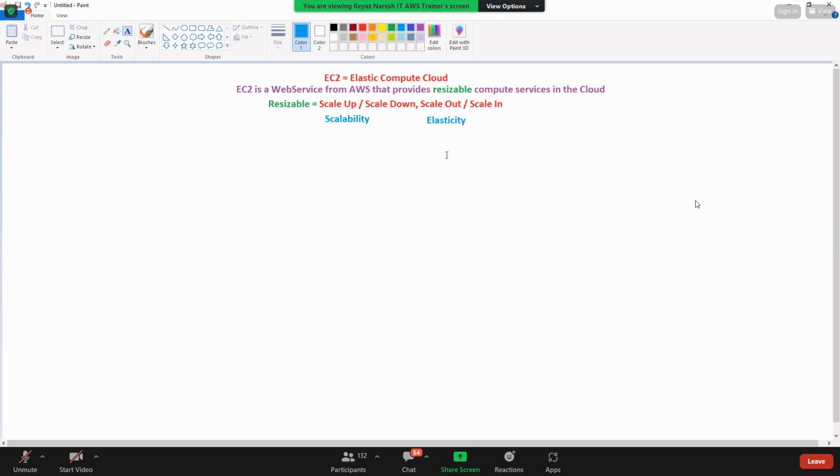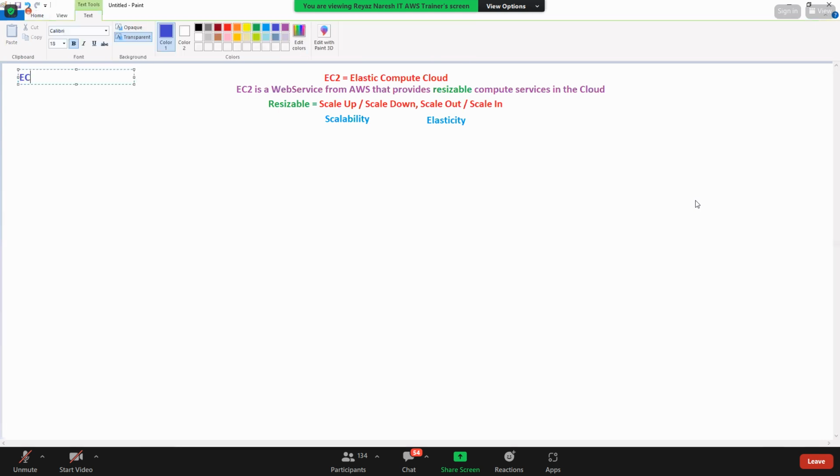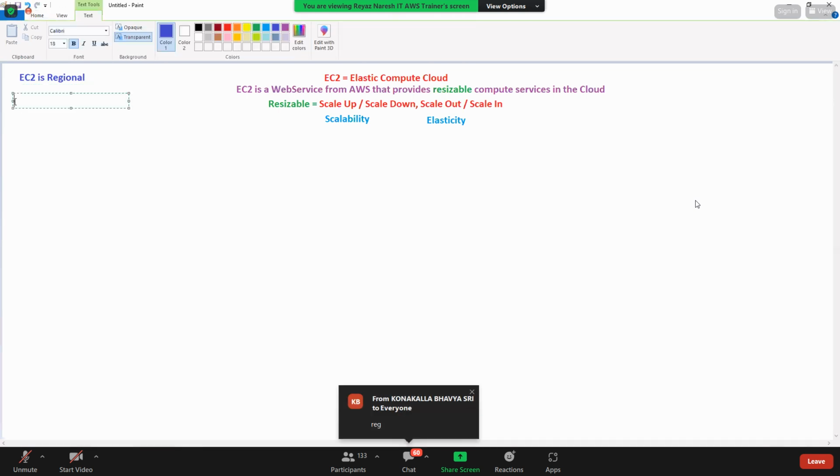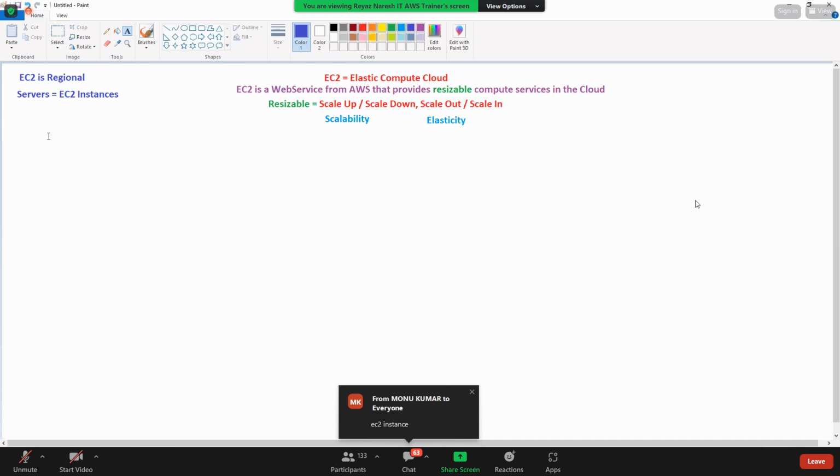Fantastic. Okay, EC2 is regional or global? EC2 is regional. What should we call the servers here? EC2 instances, you should call them. Very good. We can go and launch our EC2 instance.